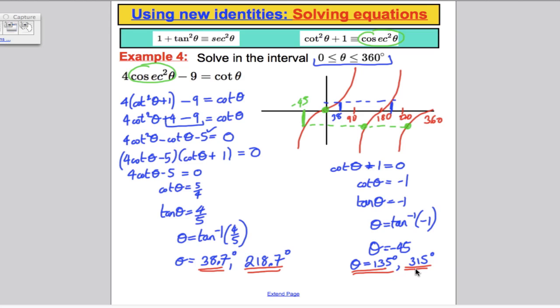So state at the end that theta is equal to 38.7 degrees, 219 degrees if it was to 3 significant figures, let's say, 135 degrees and 315 degrees. And there I've shown you how to use the new 2 identities, which are up here, and how to use them to find other trig values, to prove some further identities, and to solve more complicated equations.